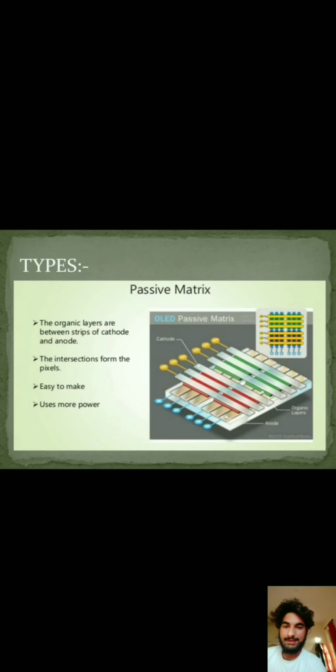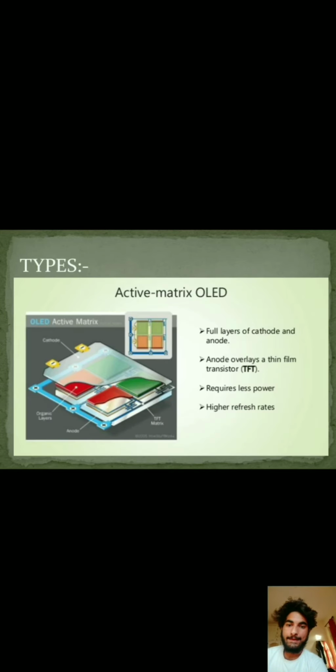First, passive matrix. The organic layers are between strips of cathode and anode. The intersections form the pixels. Easy to make. Uses more power. You can see it in the diagram. Next is active matrix. Full layers of cathode and anode. The anode overlays a thin film transistor. Requires less power. High refresh rates.